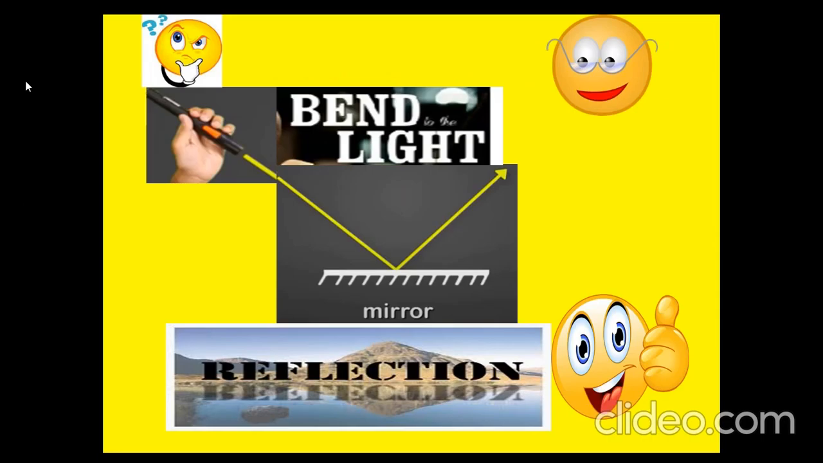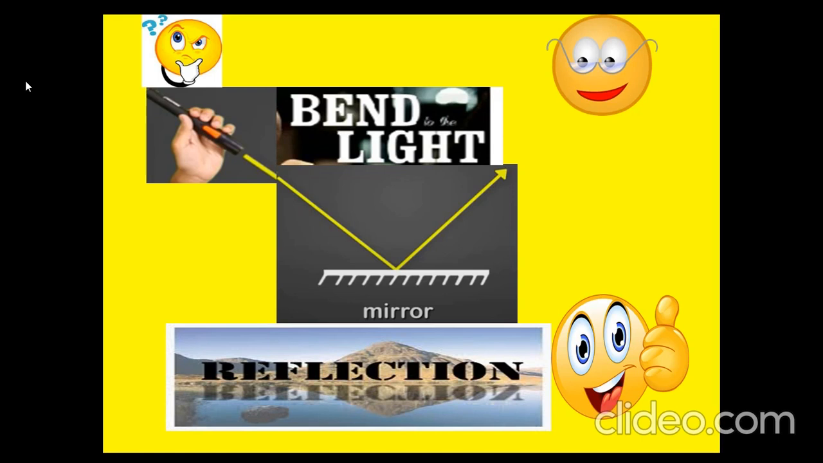Bending of light is possible when we put a shiny material in its way. This is known as reflection. When we put a mirror or any shiny material in the way of the light, it reflects, that is, bends.